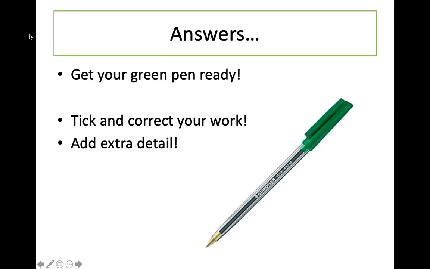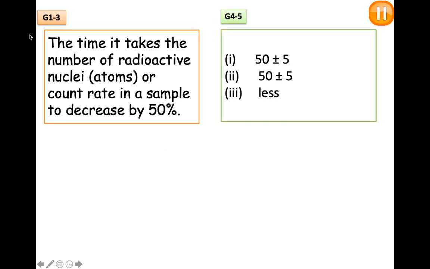Okay, so now if you can get your green pen or different colour pen ready, please, to mark and correct your work and add in any extra detail you feel is missing. So, first one, your definitions: the time it takes the number of radioactive nuclei or count rate in a sample to decrease by 50%. The answers to the first exam questions are in that green box. Press pause.